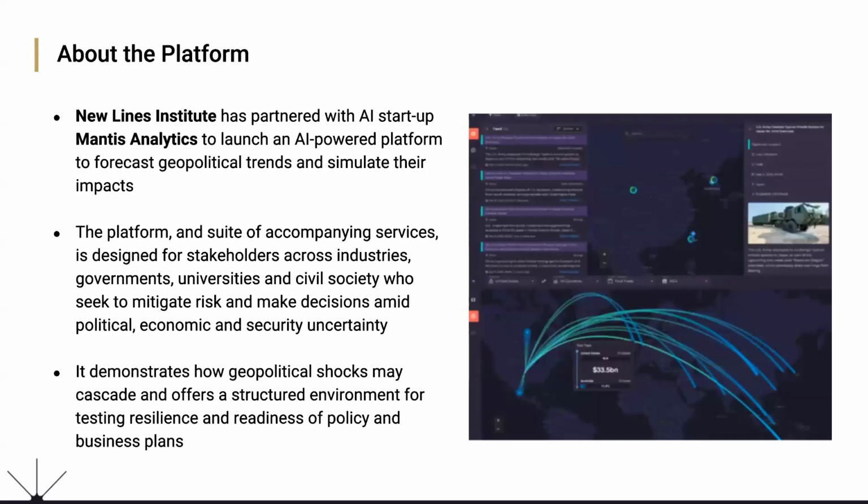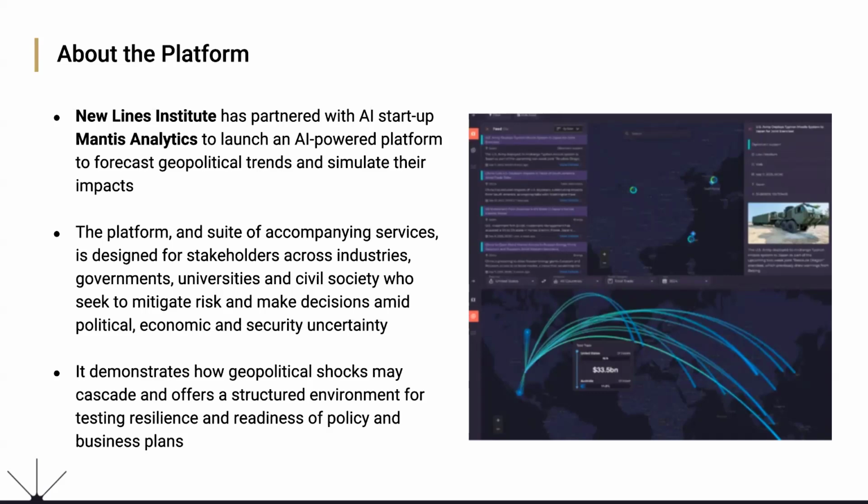So a little bit about the platform. As I mentioned, New Lines Institute has partnered with Mantis Analytics, which is an AI and tech startup, to launch this AI-powered platform that essentially allows us to forecast geopolitical trends around the world and to simulate their impacts from a very functional standpoint, on everything from supply chain to operational implications for businesses, for NGOs, governments, etc. The platform and the suite of accompanying services, which we'll get into in just a minute, is designed for various stakeholders across different industries, those that I've already mentioned, like governments and universities, as well as civil society. And it's essentially designed to mitigate risk and to enhance decision making amid political, economic, and security uncertainty.